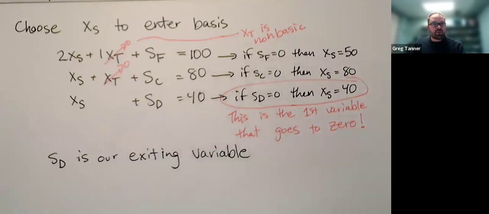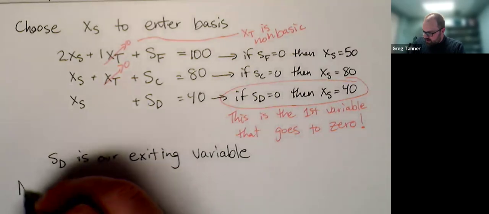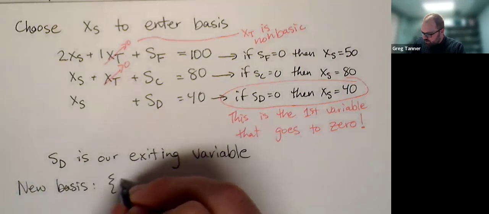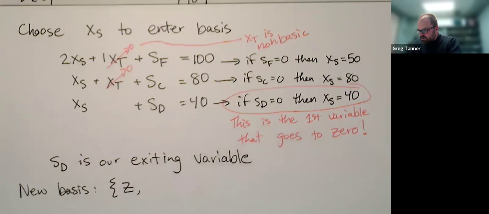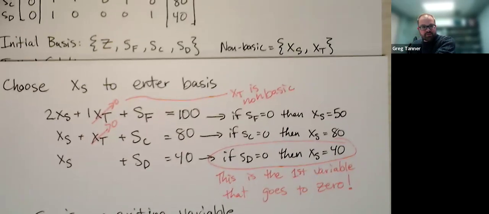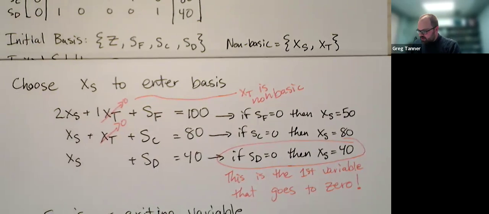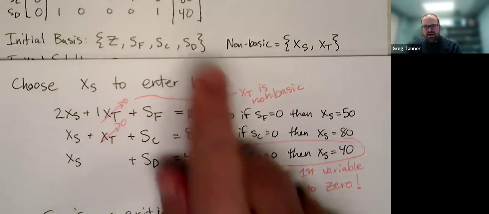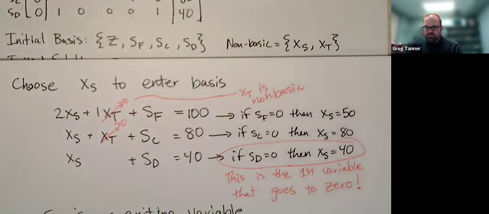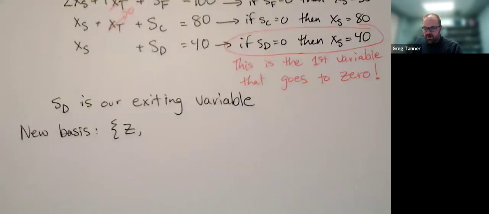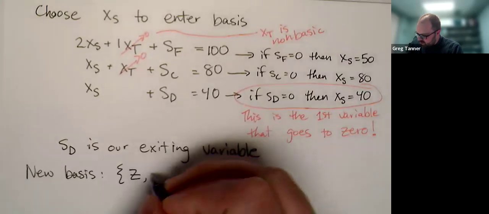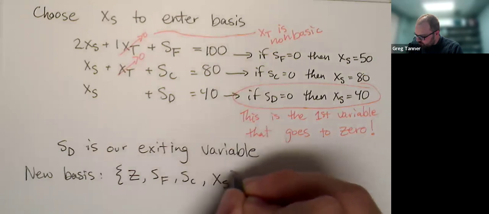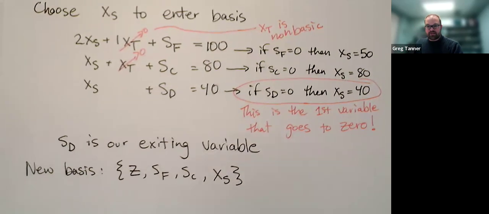Okay, so that will tell us that our new basis will be, Z is still going to be there. And let's look at what our old basis was. We're going to essentially take sd's spot in that basis and put xs in that spot. I'm going to pretend like this basis has an ordering, because it sort of does. It has the ordering of our columns. And so our basis is going to be Z, sf, sc, and now xs. Okay, that's going to be our new basis.